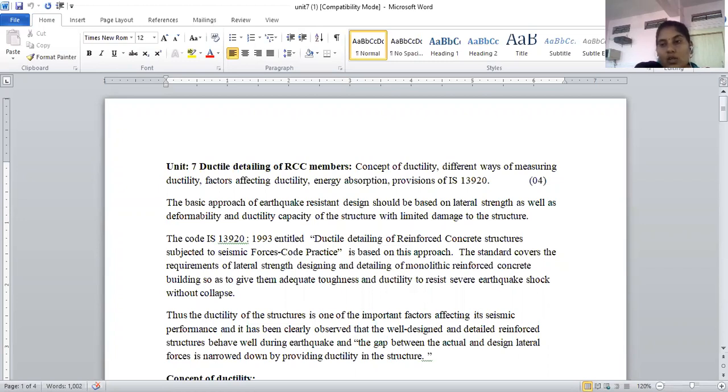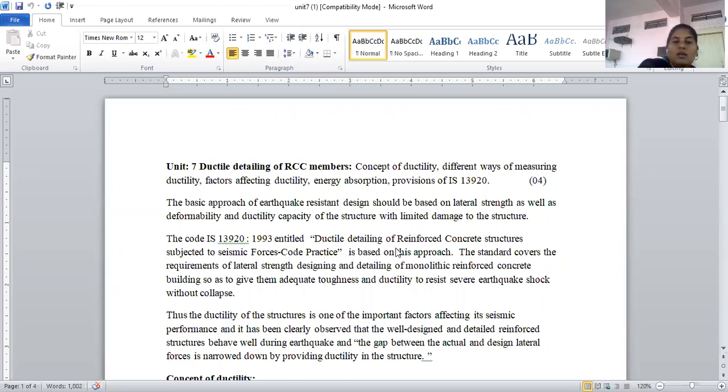Likewise, there will be options, but if you have studied these points, then automatically you will know the answer. What is the IS code which will be helpful to understand the ductile detailing of RCC members? The answer is 13920, that is 1993. That IS code is helpful to us for the ductile detailing of RCC members.